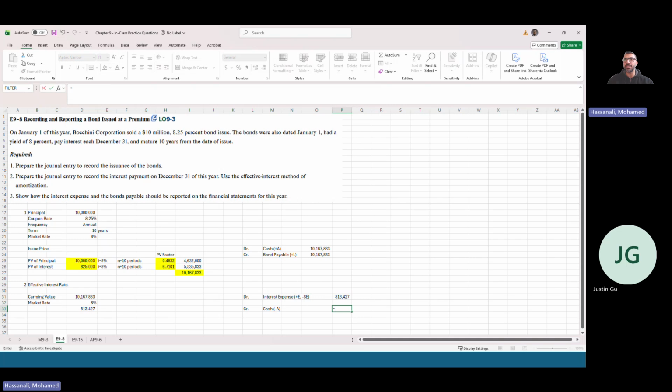Where's my mouse? The mouse has disappeared on me. Mouse is having a moment. But let's go this way.